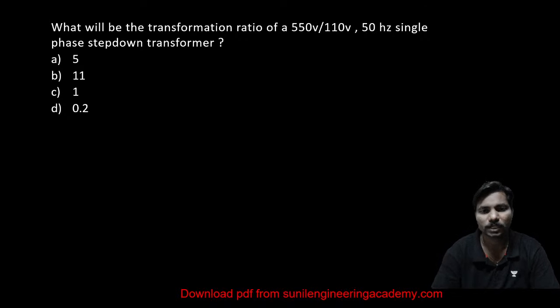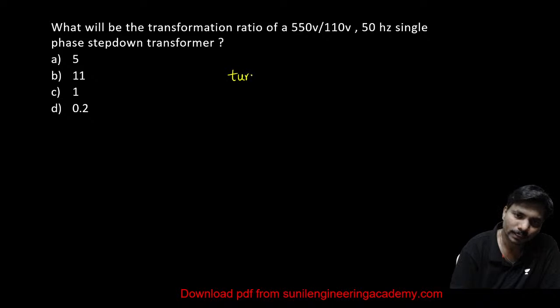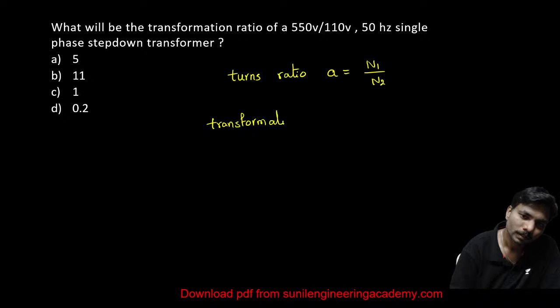What will be the transformation ratio of a 550 volt to 110 volt, 50 hertz single phase step down transformer? They are asking for the transformation ratio. Very, very important question. Students, don't confuse turns ratio and transformation ratio. Turns ratio is denoted as A, that is equal to N1 by N2. In the same way, transformation ratio is denoted with K, that is nothing but N2 by N1.